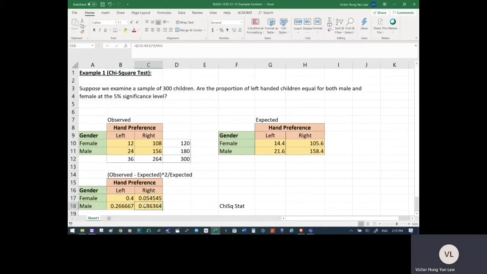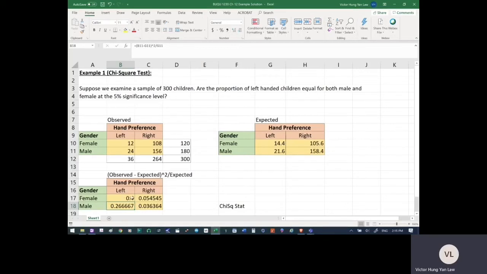Now the male cells are replicated as well. The key here is to set up the formula once: observed minus expected, squared, divided by the expected. Once you set this up once, you can replicate it in Excel by dragging it. That's the key that you need to know. Right now there are only 4 cells, but if you have 20 or 30 cells, setting it up in Excel will make a big difference and save you a lot of time.